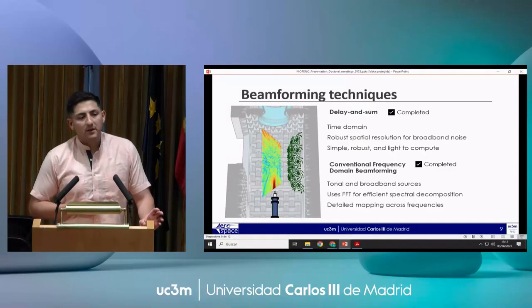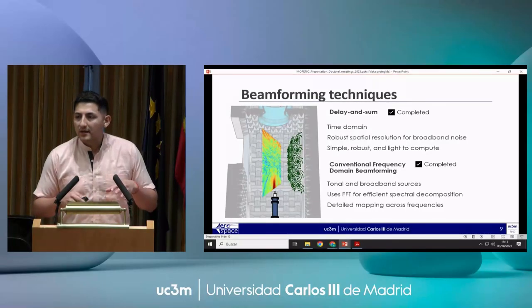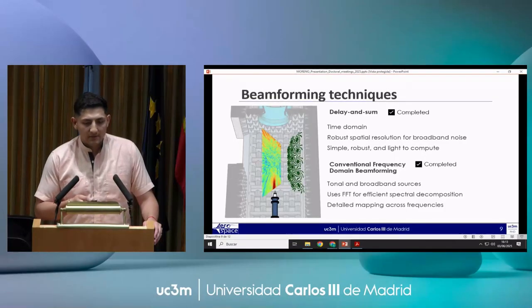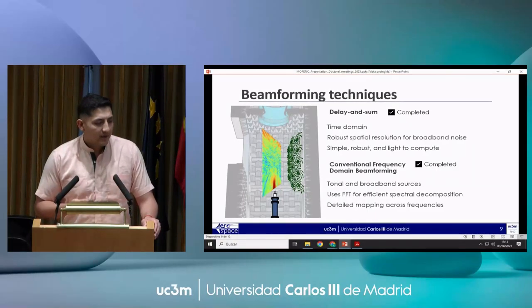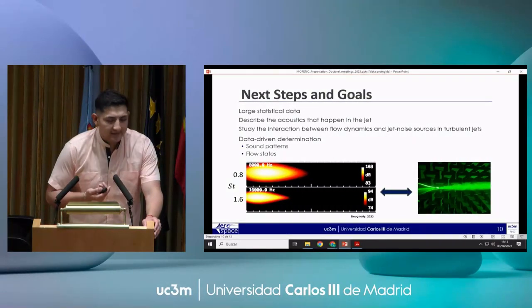So far, I've developed 2 classic beamforming techniques, such as delay-and-sum and conventional frequency domain. They both have pros and cons, and they are solved in an analytical way, but they are thought to be used with a limited number of microphones. The main scope of my thesis is not just proposing a better beamforming algorithm. I think we can go further. And to finish, these are the next steps.